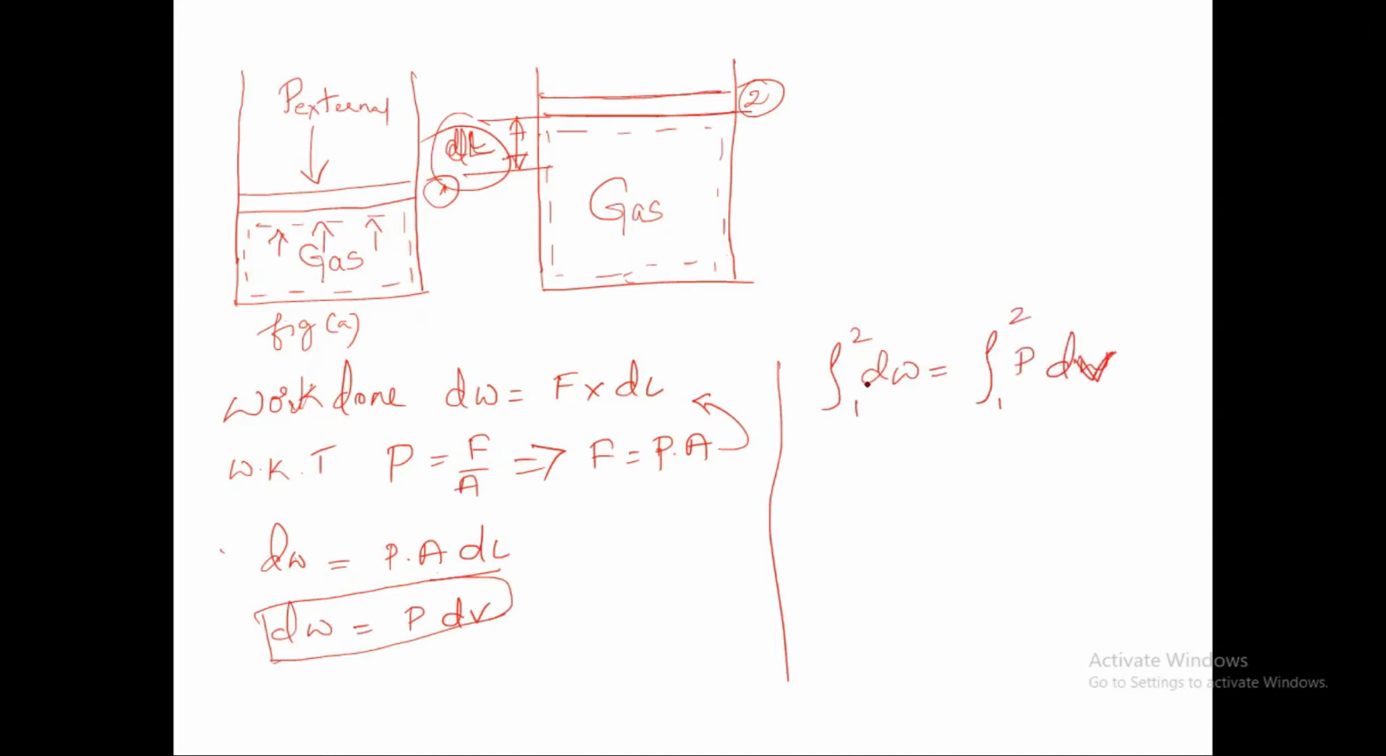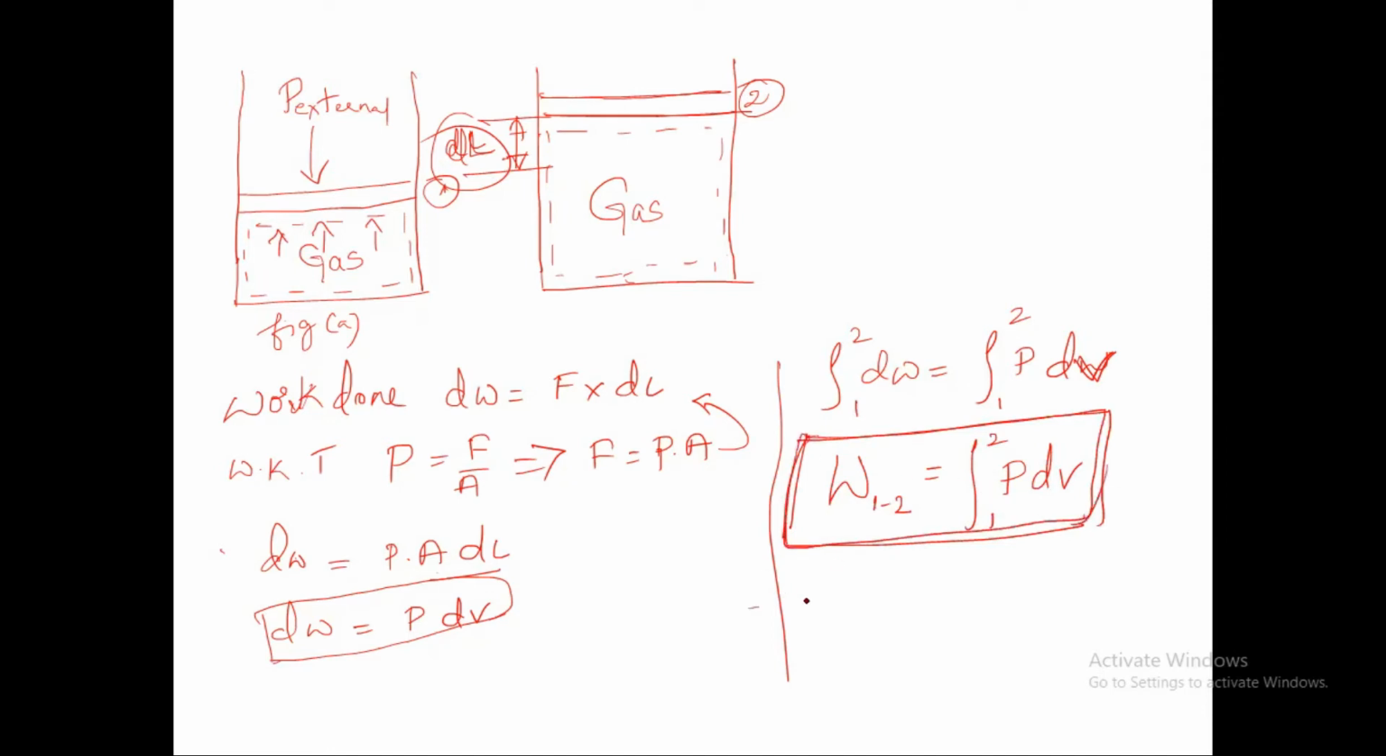And you are familiar that work is a path function. I can't write W2 minus W1, and also those are inexact differentials. Therefore, generally I will write W1 to 2 like this, and this is integral 1 to 2 PdV. This is the derivation of W1 to 2 integral PdV, that is for a quasi-static process. Remember this, this integral 1 to 2 PdV work expression is only for the reversible process, or else you can call it a quasi-static process.